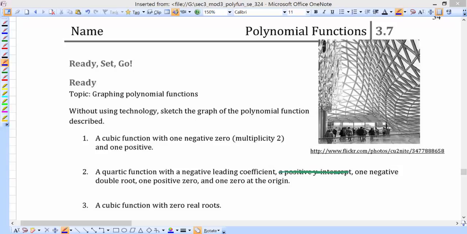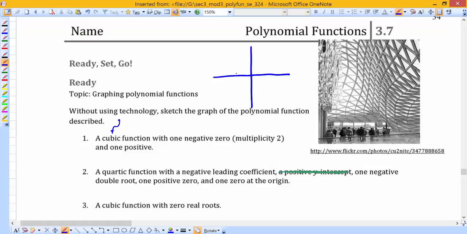So number one, a cubic function with one negative zero that has a multiplicity of 2 and one positive zero. So you're going to have to look back at your definitions. I'm not doing any of these for you because I want you to really make an honest effort here. Look back at your definitions. Start with drawing out maybe, so I would draw a coordinate plane. Okay, this is how I would start. I would draw a coordinate plane. And I would say, okay, a cubic function. That's what the cubic function is supposed to look like.